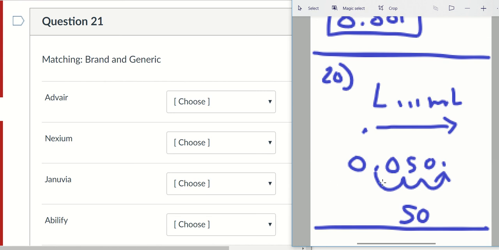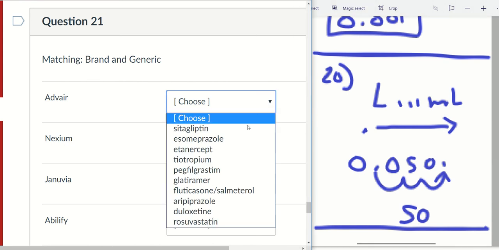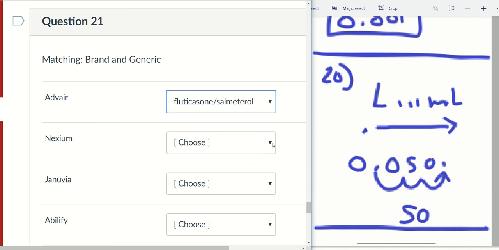Week 1, brand and generic. Did you guys do your med list? No? Okay, I'm going to leave this to you guys. Make sure you look up the brand and generic for these drugs. I'll give you the first few. So Advair is an inhaler.